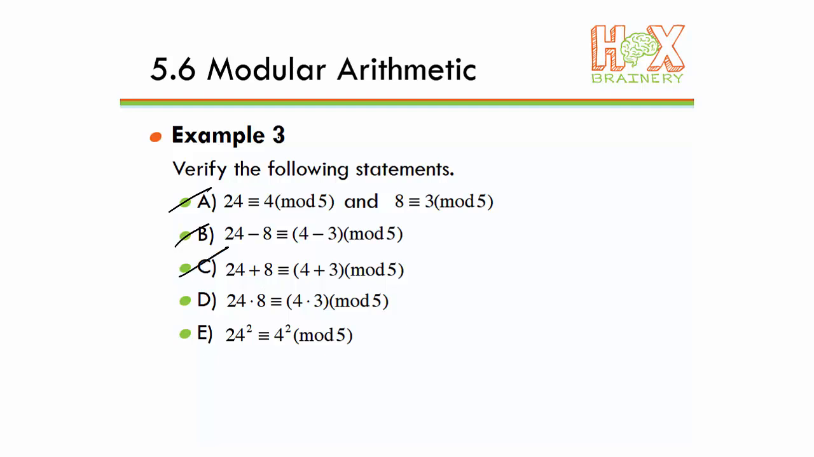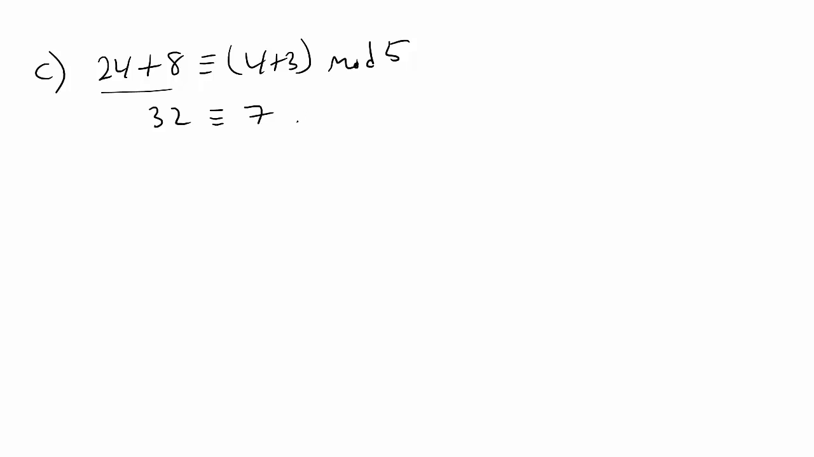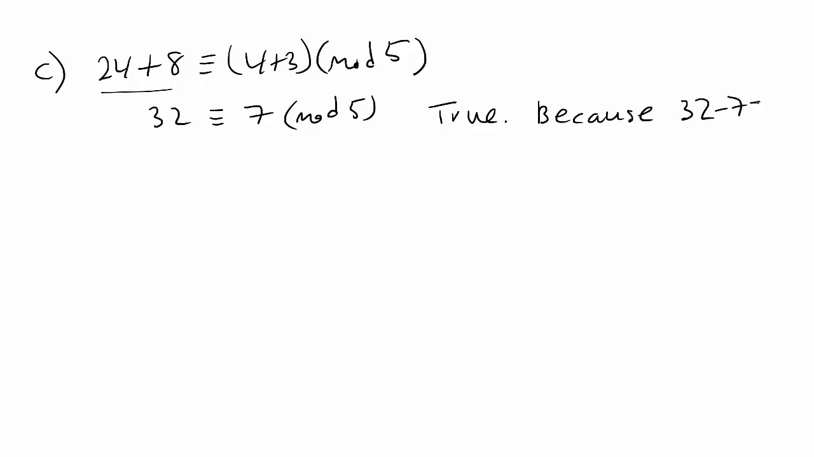Now let's look at part C. 24 plus 8, is that congruent to 4 plus 3 mod 5? The theorem would tell us it is, but we're verifying it. So this would be 32. Is that congruent to 7 mod 5? Got my parentheses here. And this would be true because 32 minus 7 is equal to 25, and 5 divides 25.